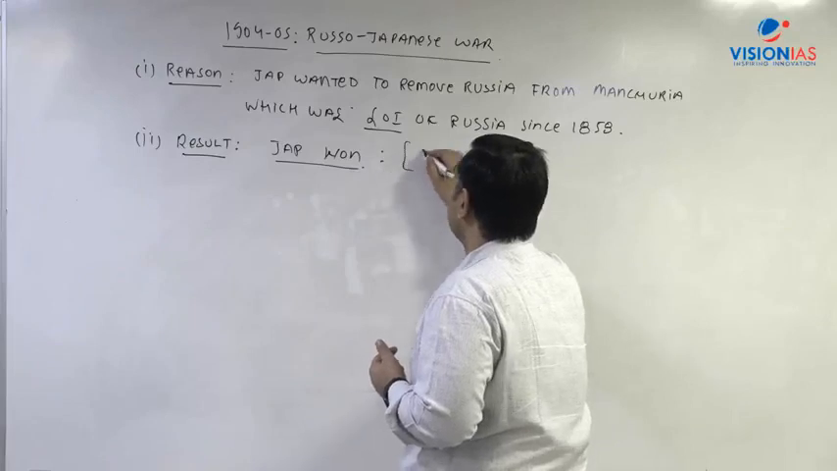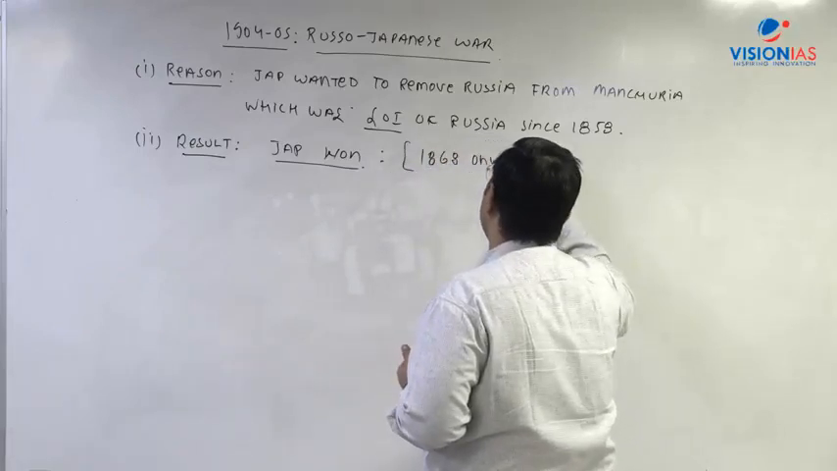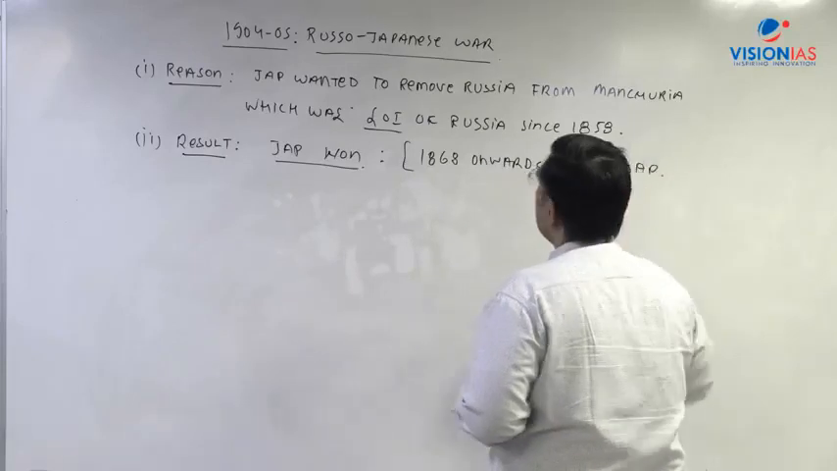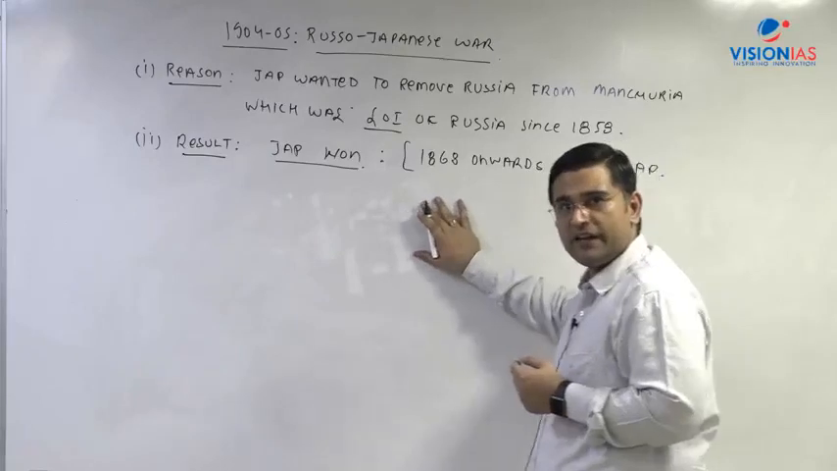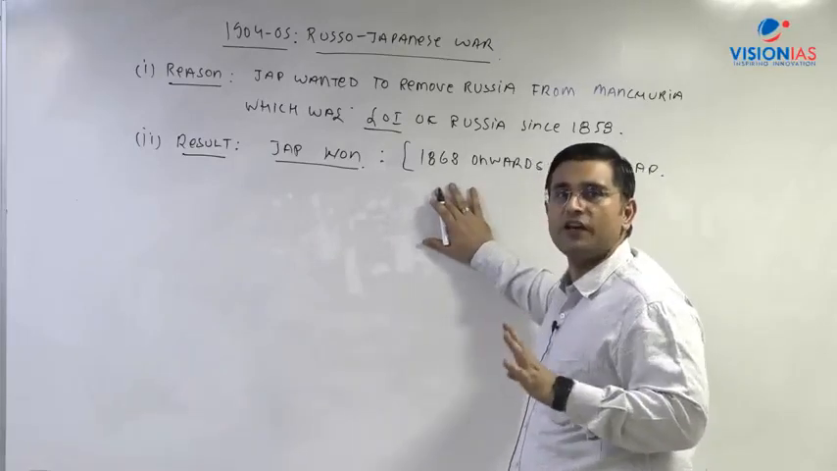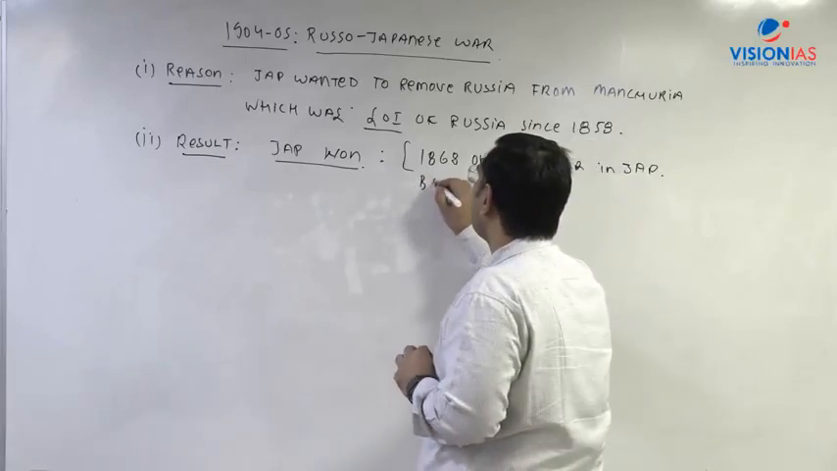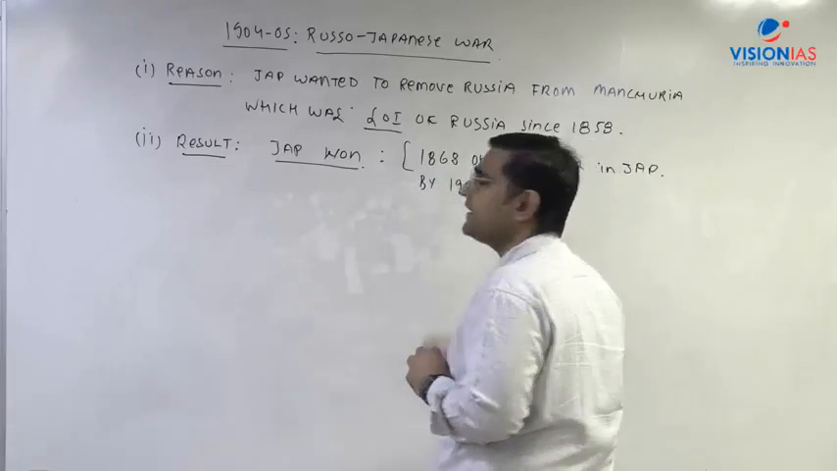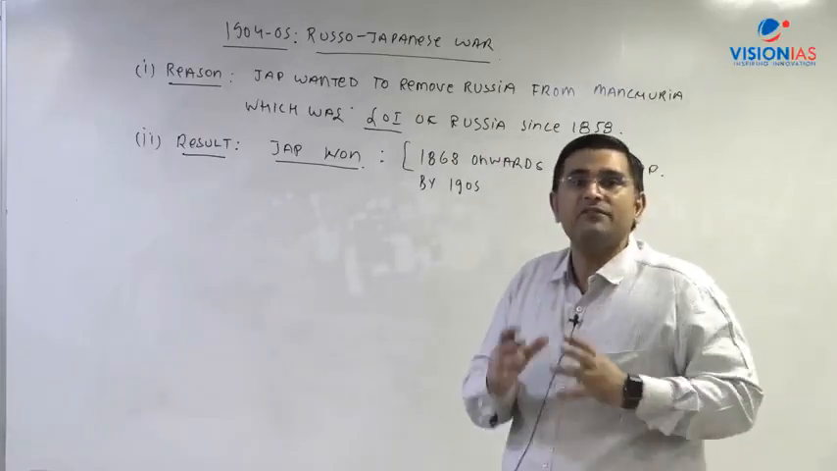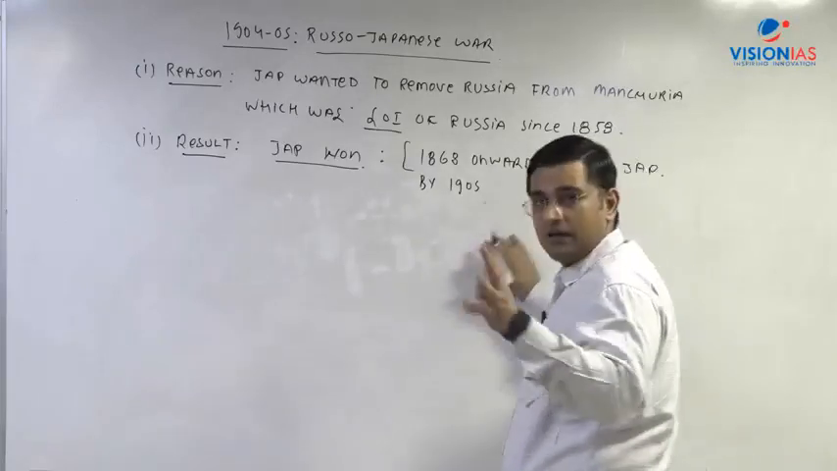See, 1868 onwards there was industrialization in Japan. When in 1895 it is defeating China, then 27 odd years of industrialization has taken place. But by the time of 1905, it is able to get one additional decade. So by 1905, Japan is getting the confidence that now it can defeat Russia.